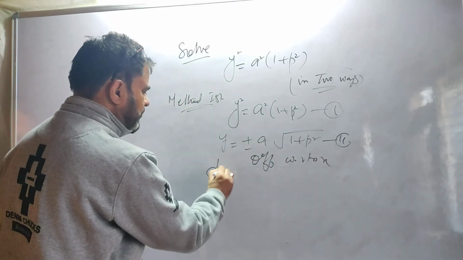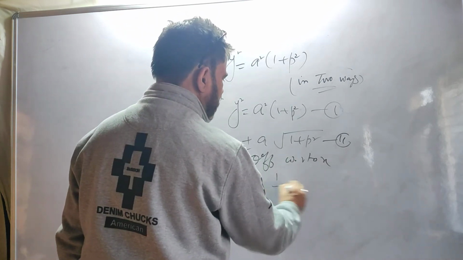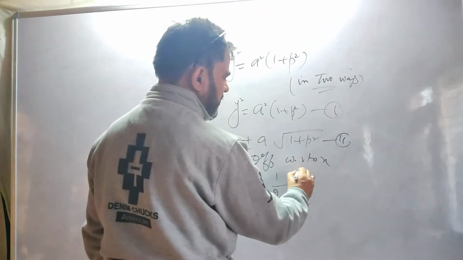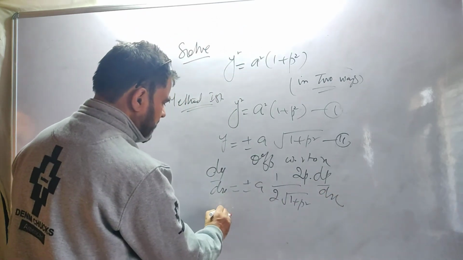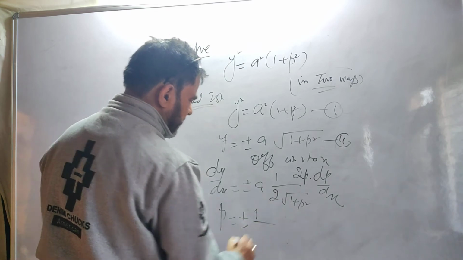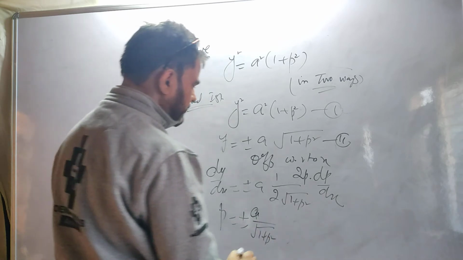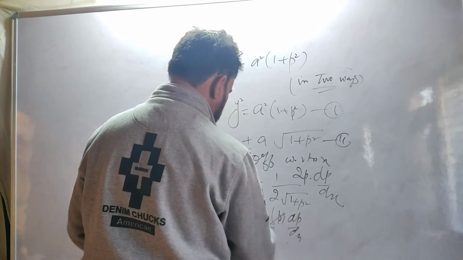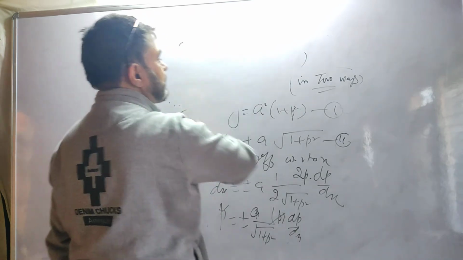dy by dx is equal to plus minus a into 1 by twice under root of 1 plus p square. The internal derivative of 1 plus p square, you can write as 2p dp by dx. Then p is equal to plus minus a by under root of 1 plus p square into p dp by dx. You can easily separate the variables here.